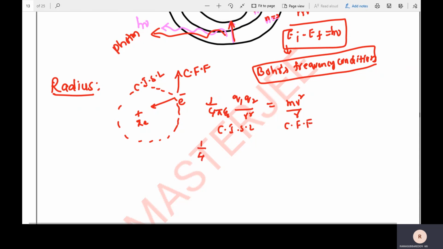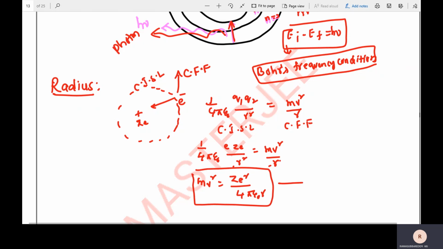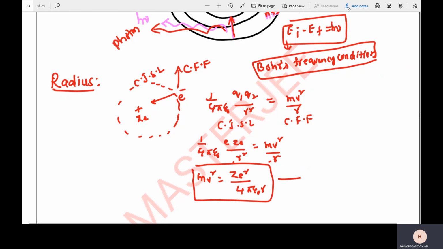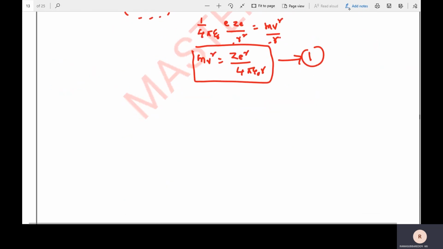Here, 1 by 4 pi epsilon naught, q1 is e, q2 is Ze, by r square, that is radius, equals mv square by r. So from that, mv square is equal to, from here one r gets cancelled, Ze square by 4 pi epsilon naught r. That we have to remember. mv square is equal to Ze square by 4 pi epsilon naught r.